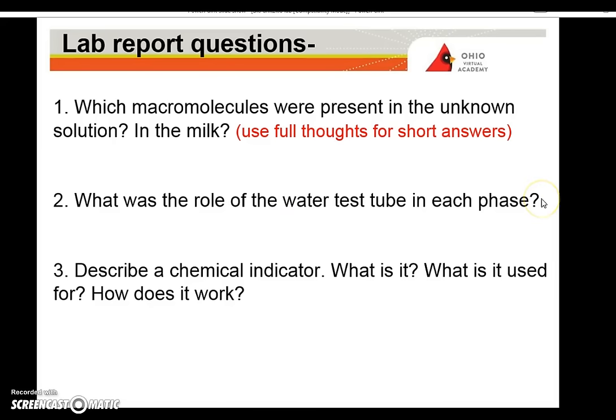Water in the test tube. Why did we use water? How did we use water? What did we mix water with? Why did it happen? Describe the chemical indicator. What is it? What is it used for? How does it work? And again, go back to your lesson if you need to.